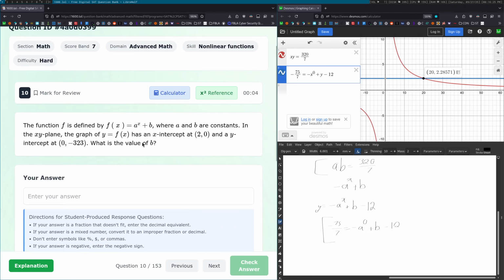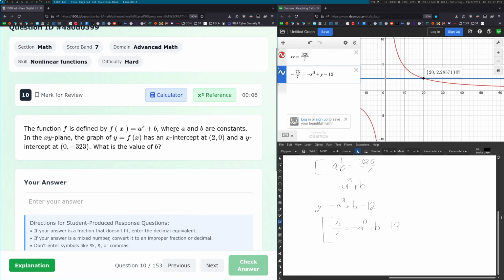The function f is defined by such and such, where a and b are constants. In the xy plane, the graph of y is equal to f of x has an x-intercept at 2, 0, and a y-intercept at 0, negative 323. We can do a really similar strategy for this one. So if it has a y-intercept at this thing, let's just substitute that in. So negative 323 is equal to a to the 0 plus b.